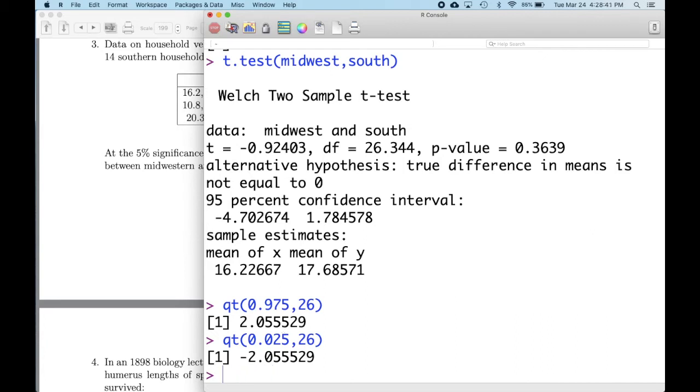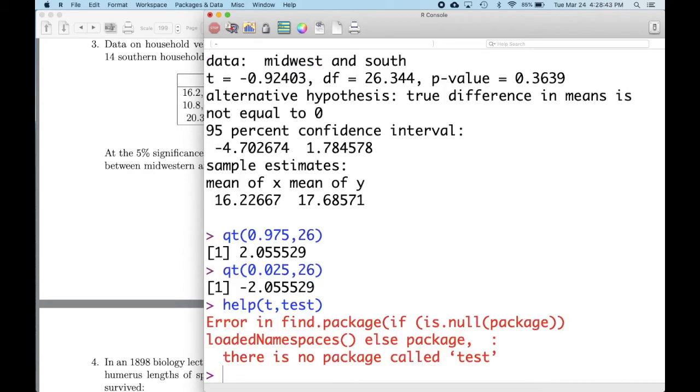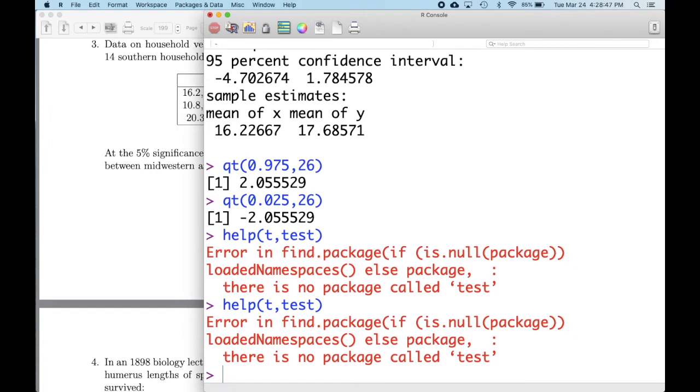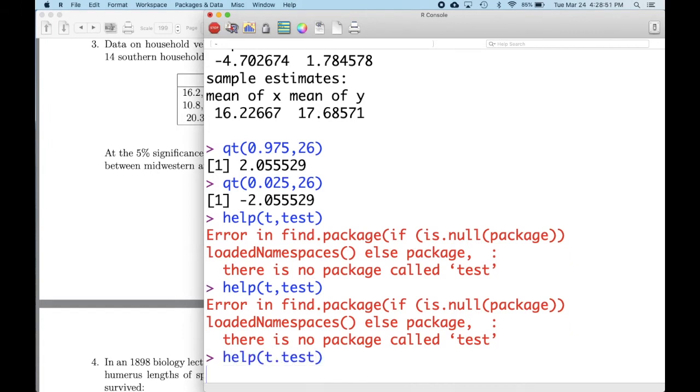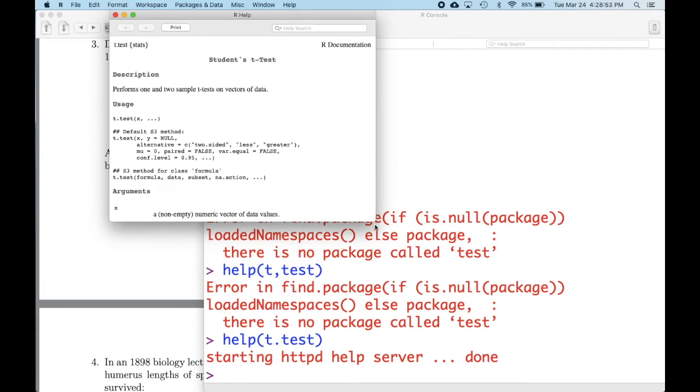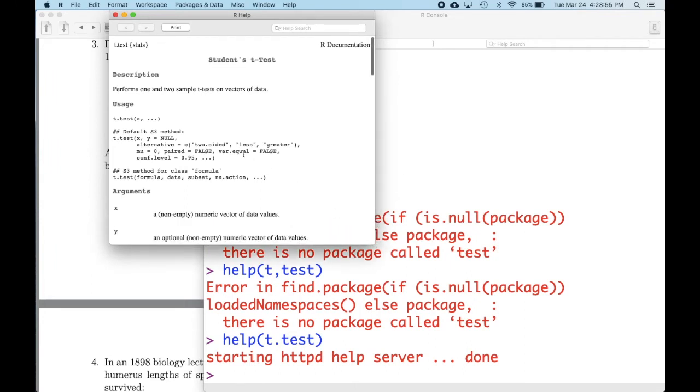Let me actually show you the documentation here. If you do help and then t.test, not t comma test, come on, help t.test. Okay, it's going to open up this documentation. It gives you all of the different values that you'd need.